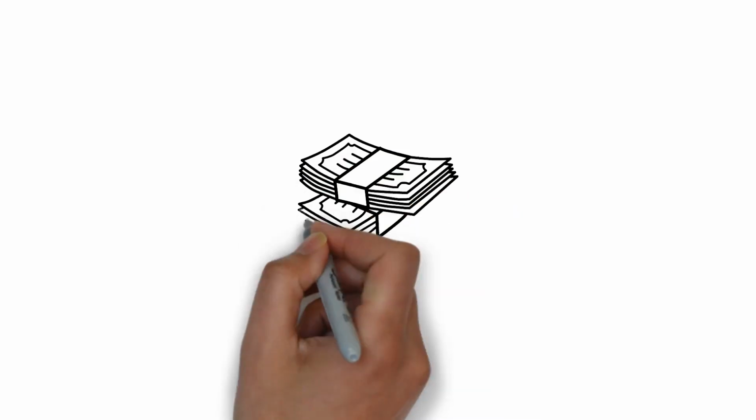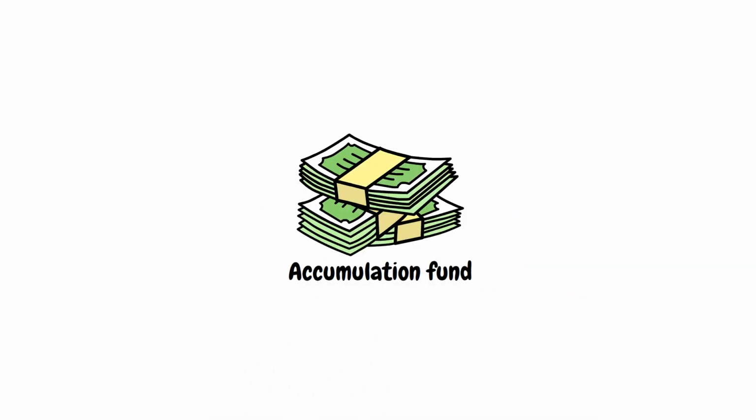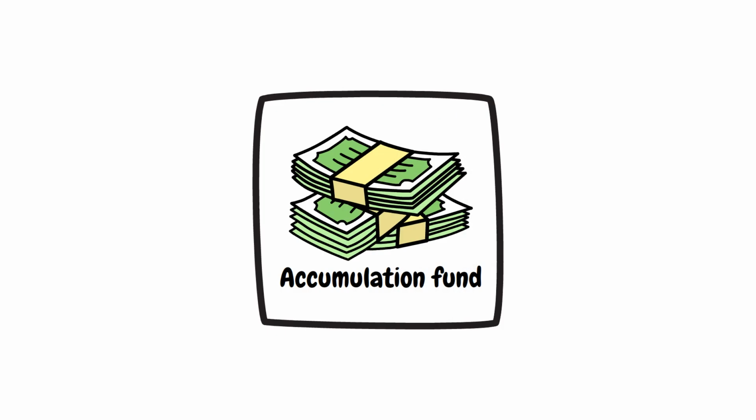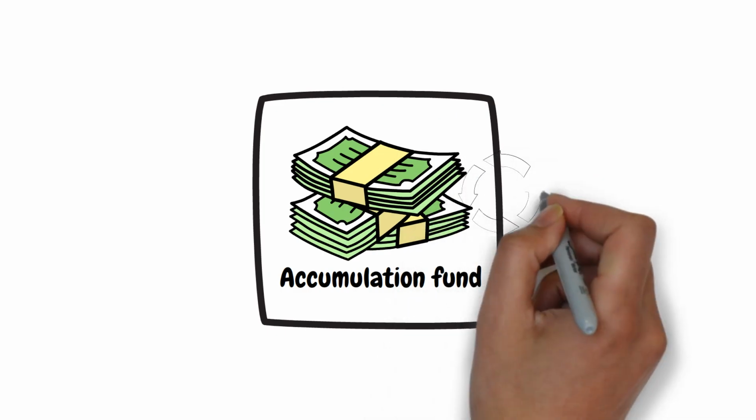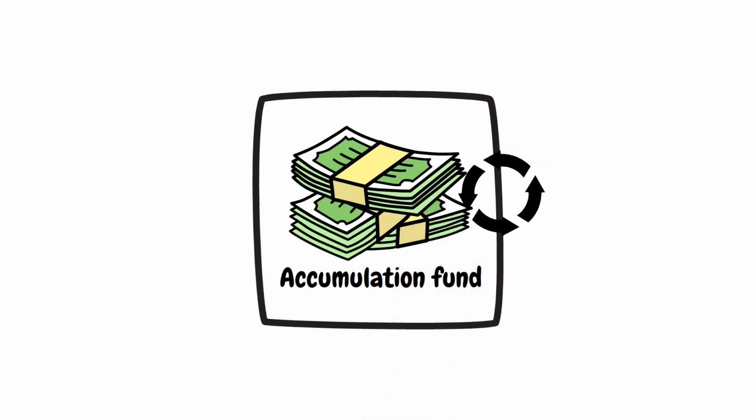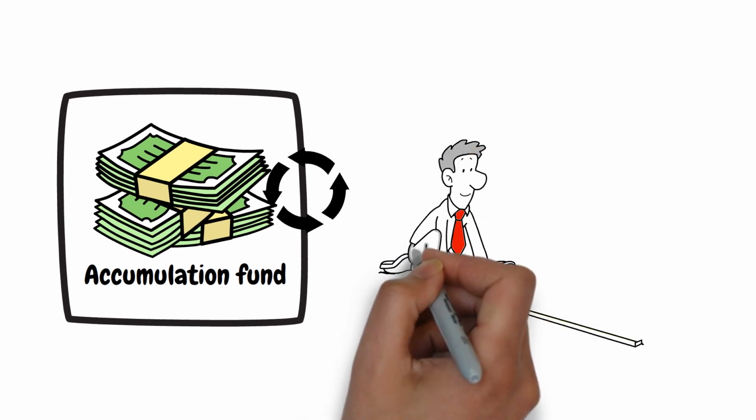An accumulation fund, on the other hand, is where the income that is earned is obtained within the fund, and is reinvested by the fund manager. This grows the value of the assets within the fund over time, compounding and increasing the value of the fund.